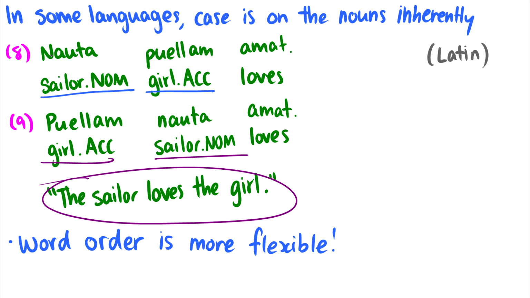Okay, and the reason you might change word order in here, so why might you say 8 instead of 9? Well, maybe you want to put emphasis on something. Maybe you want the first word of the sentence to be the most important part. So you're talking about the sailor. Oh, it's the sailor who loves the girl. You'd say something like 8. But if you want to say the sailor loves the girl, then maybe you'd say something like 9. Again, this is just speculation, but it's a possibility. Okay, so word order is really flexible in these cases.